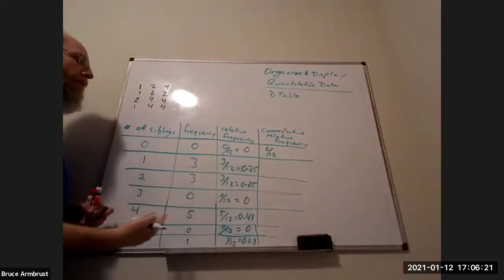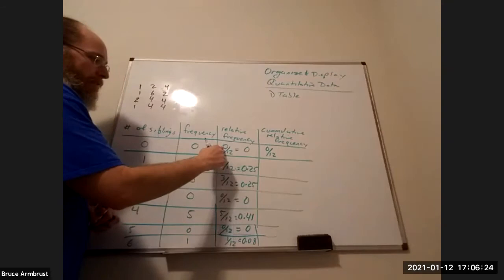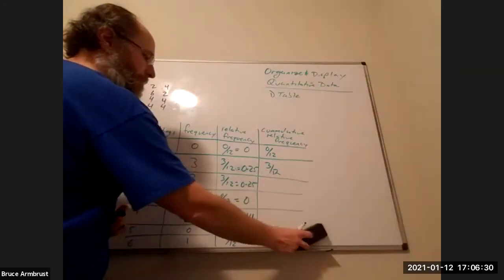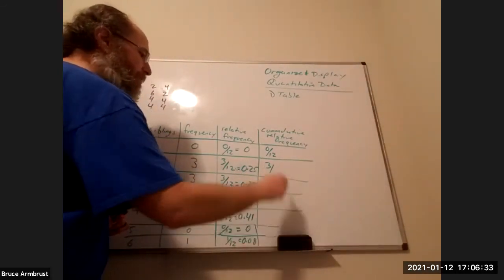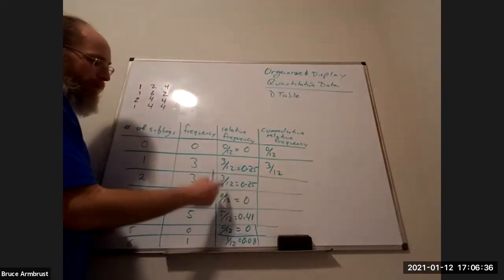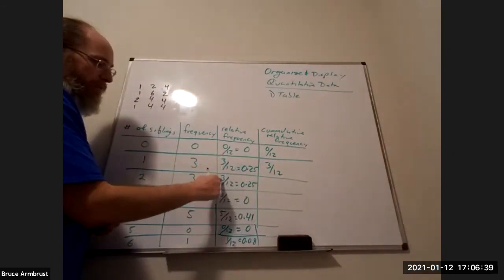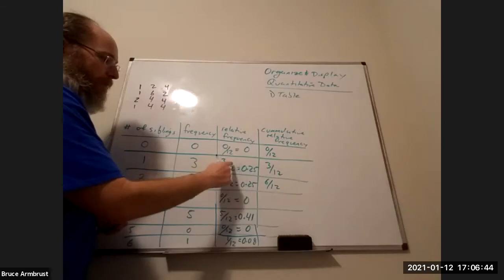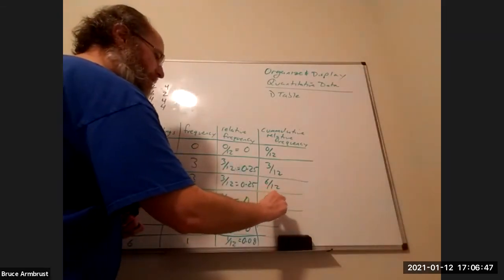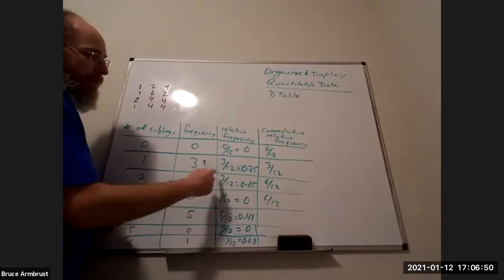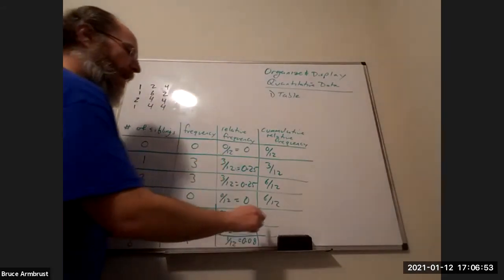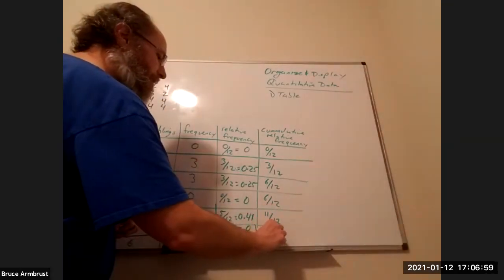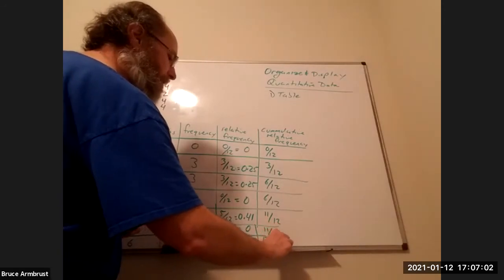Okay. Now the next one, we're going to add these together. 0/12 plus 3/12 is 3/12. For the next one, we're going to add up the first 3. So 0 plus 3 plus 3 is 6/12. The next one, 0 plus 3 plus 3 plus 0 is still 6/12. Then we go 0, 3, 3, 0, and 5. That's 11/12. The next one's going to be 11/12, and then the final one is going to be 12/12.